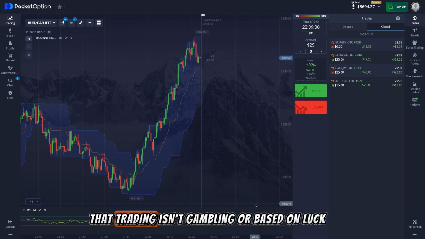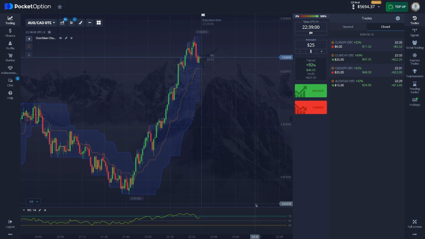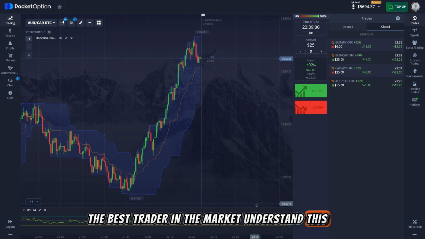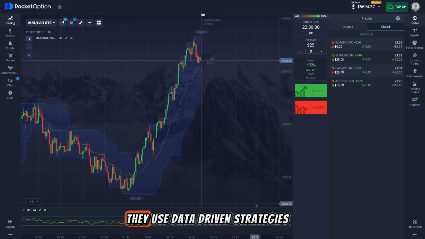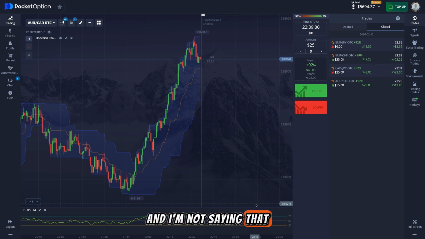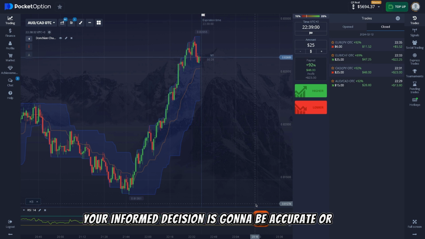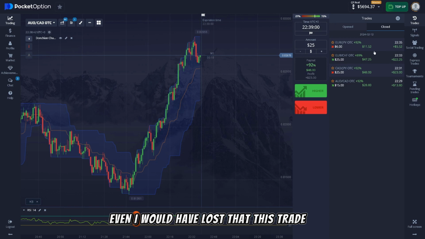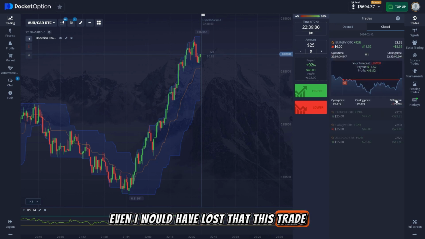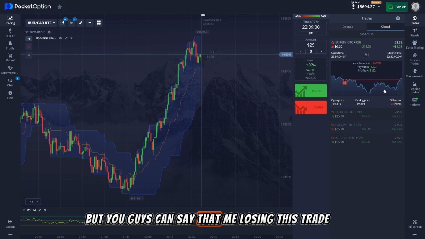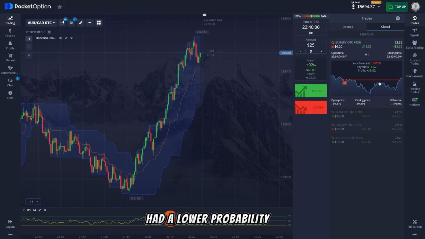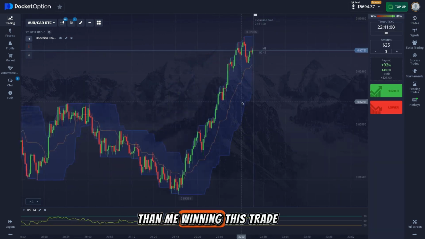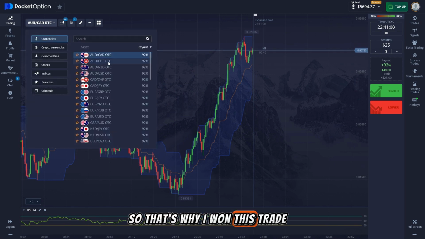As I always say, trading isn't gambling or based on luck. It is a game of probabilities and possibilities. The best traders in the market understand this. So what do they do? They use data-driven strategies to make informed decisions. And I'm not saying that your informed decision is going to be accurate 100% of the time. Even I could have lost this trade. But you can say that me losing this trade had a lower probability than me winning this trade. So that's why I won this trade.